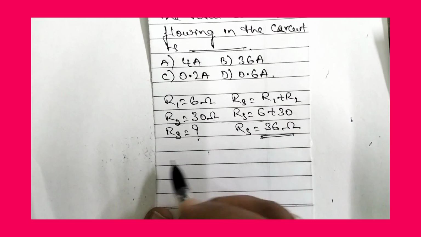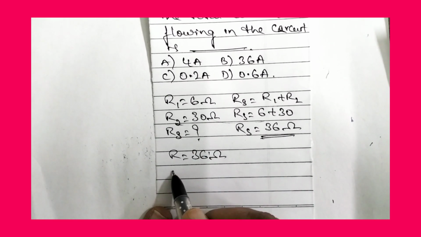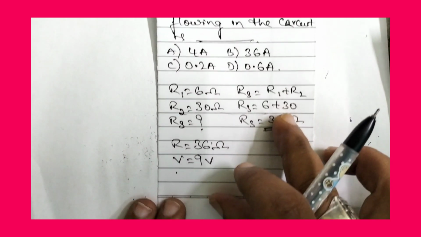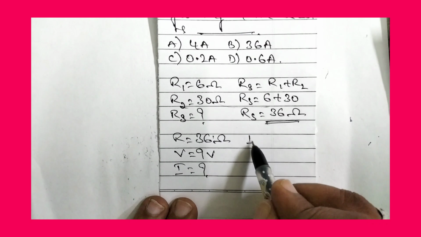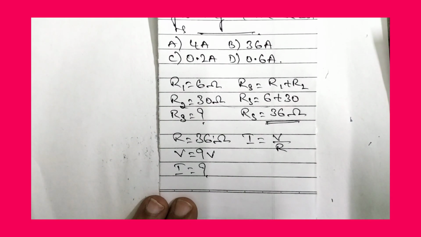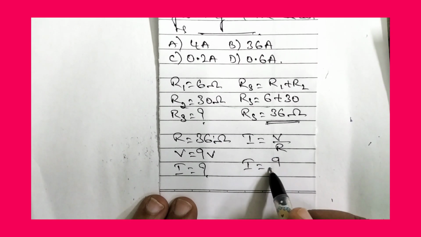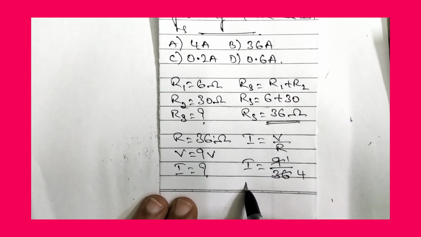So according to this, let us list it. Resistance is equal to 36 ohm, then V is equal to 9 volts. Now we have to calculate what is the current that flows through the circuit. So according to Ohm's law, I is equal to V by R. So I is equal to V, that is 9, R, that is 36, 9 ones are 9, 9 fours are 36. I is equal to 1 by 4.